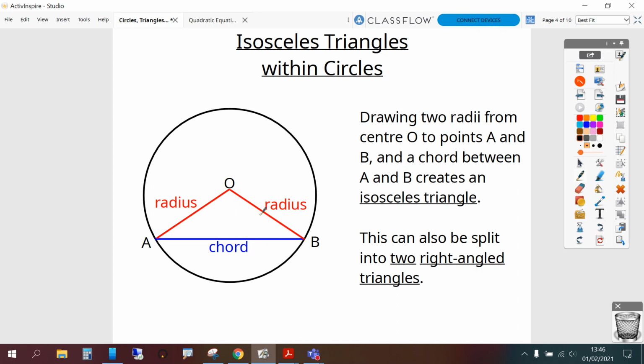And we know it's an isosceles triangle because we've got a radius there and a radius there. And this can also be split into two right triangles, there and there.